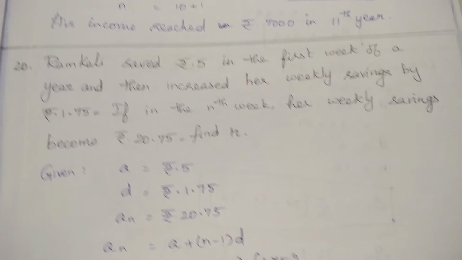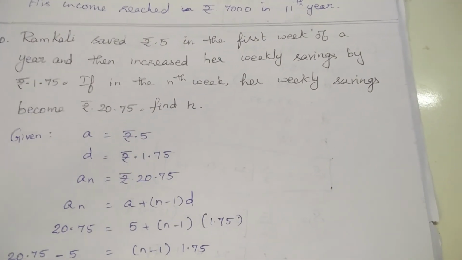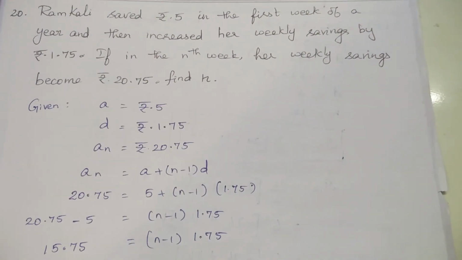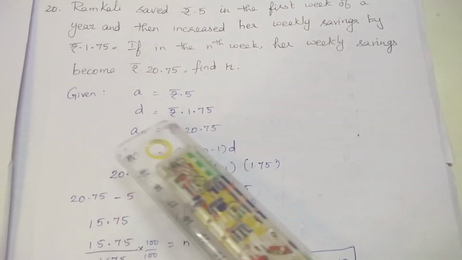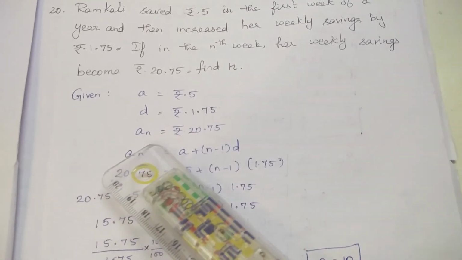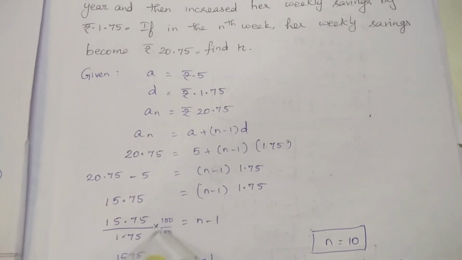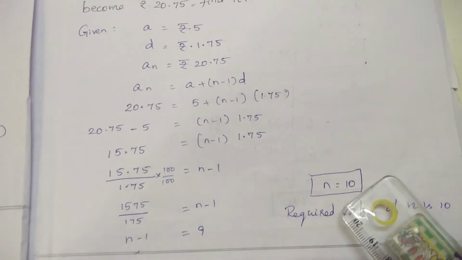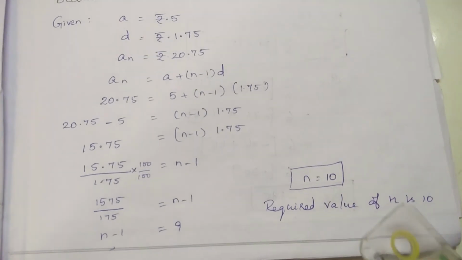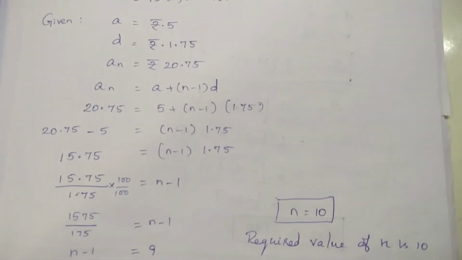And Ramkali saved rupees 5 in the first week of the year and then increased her weekly savings by rupees 1.75. If in the nth week her weekly savings become rupees 20.75, find n. A equal to rupees 5, D equal to rupees 1.75, An equal to 20.75. Substituting here, since there is a decimal value, I will multiply to remove the decimal and then calculate, as it is an easy way to avoid errors. Then n equal to 10. Same manner, you apply the general term formula. Check it and do it.